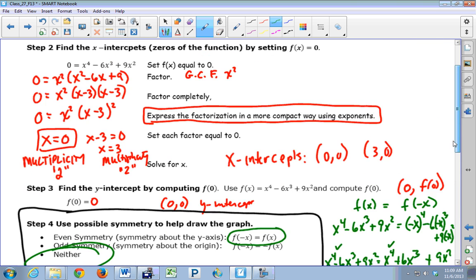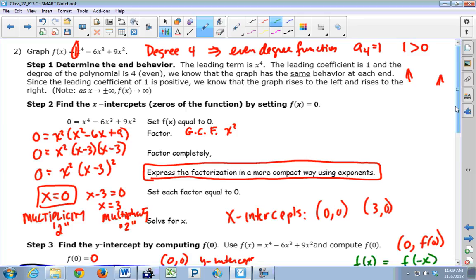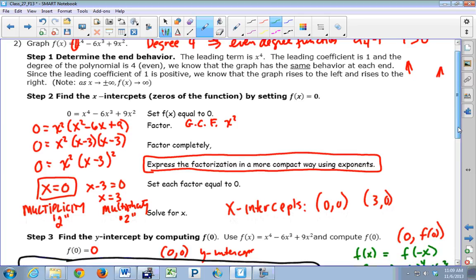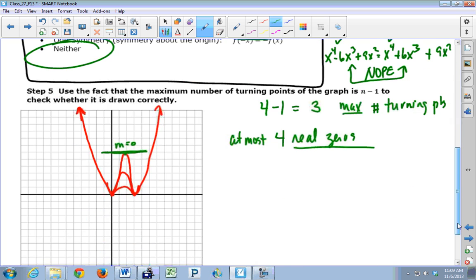Now, if you don't know how to find a derivative, can I do it pretty easily for you? No. So I'm not going to do it.